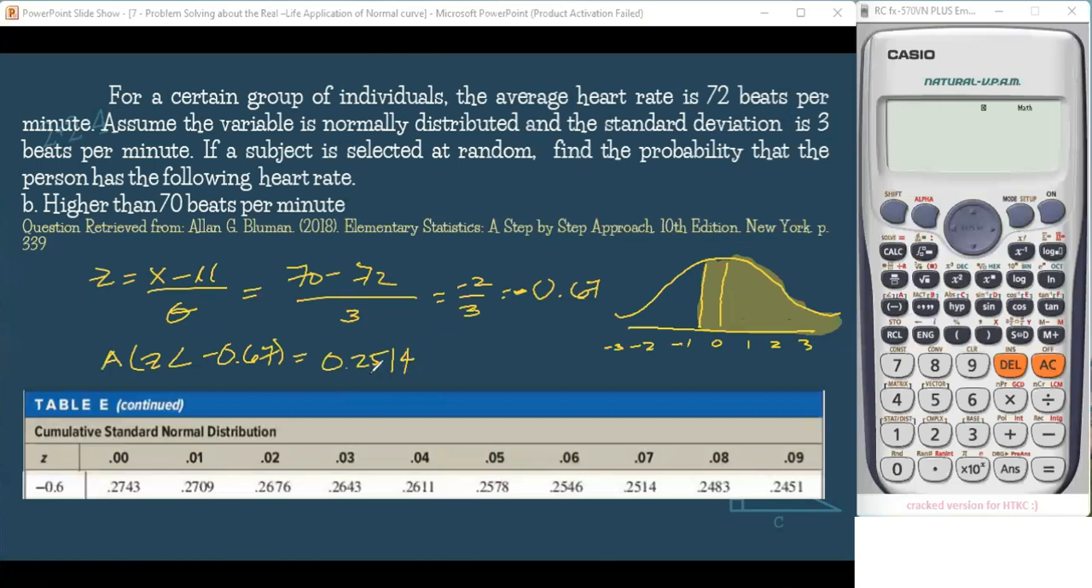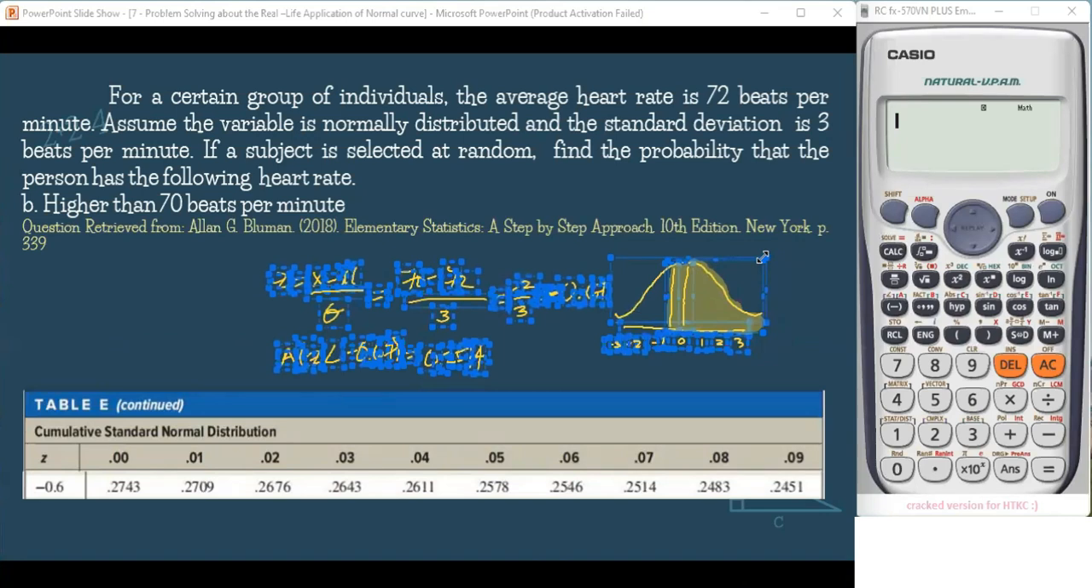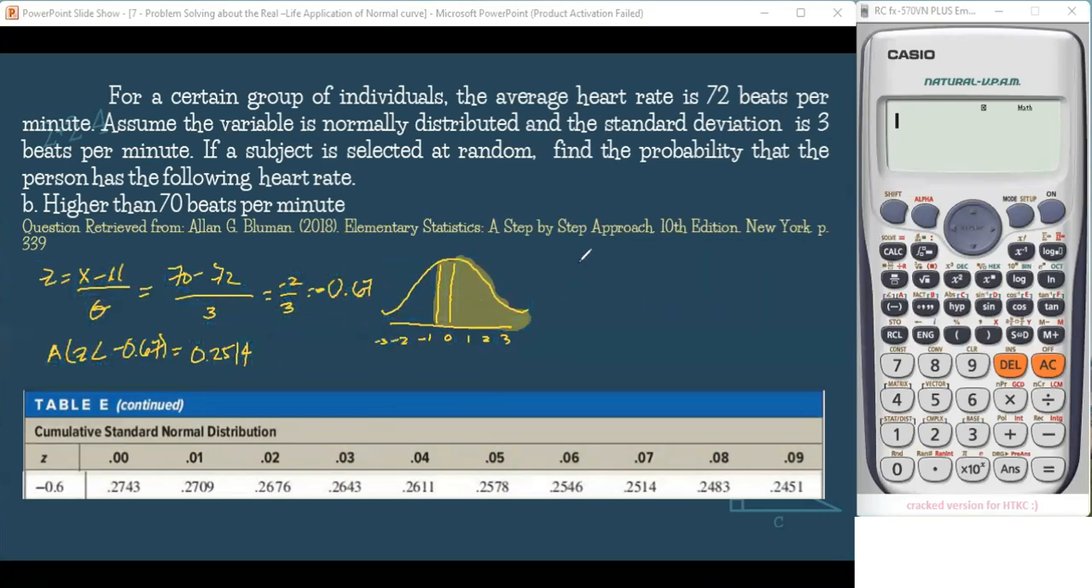0.2514. However, my dear students, is this already the correct answer? Not yet. Why? Because we're dealing with the area or the probability to the right, higher to the right. And remember, when we were studying the areas under the normal curve, when it is to the right, we subtract this area from 1. So we do 1 minus the area to get the area or probability to the right. So the probability of z greater than negative 0.67 is equal to 1 minus 0.2514.